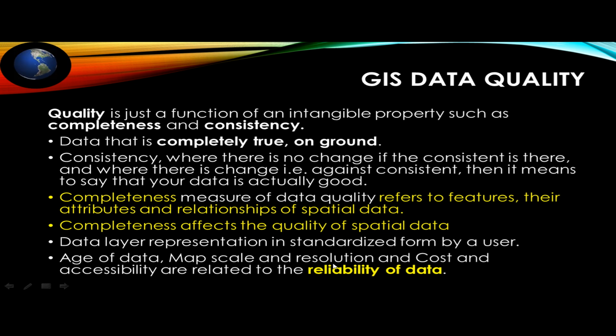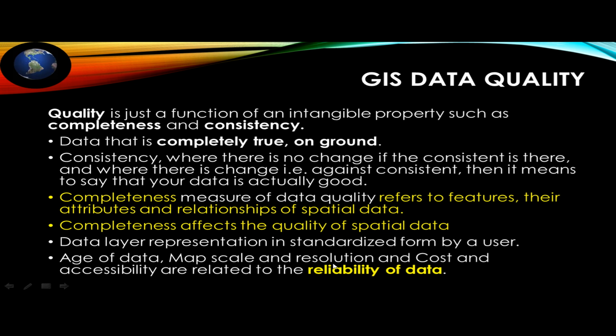So consistency deals with the changes over the ground, and completeness deals with whether the feature you are referring to speaks exactly the ground truth reality in the GIS or not. So completeness affects the quality of spatial data. It measures the quality and refers to the features, their attributes and relationships with the spatial data. It means I am speaking about ground truth reality related to space, or spatial data layer representation in a standard form by a user.